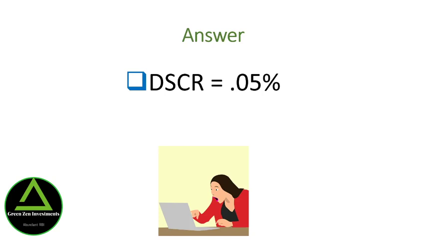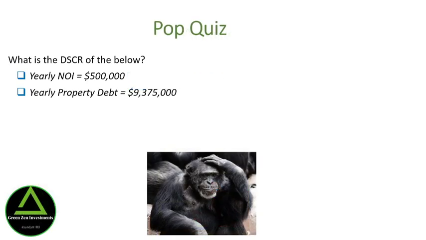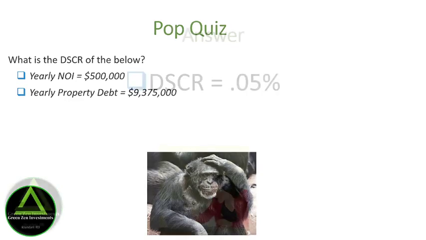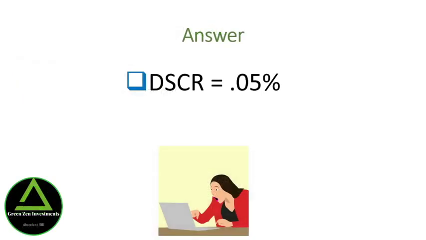Let me go back one slide. Look at that. It's $500,000 for your net operating income, and your debt service is $9 million, which means you would be under by millions of dollars, and that just wouldn't make sense. So hopefully no one has a property like that.